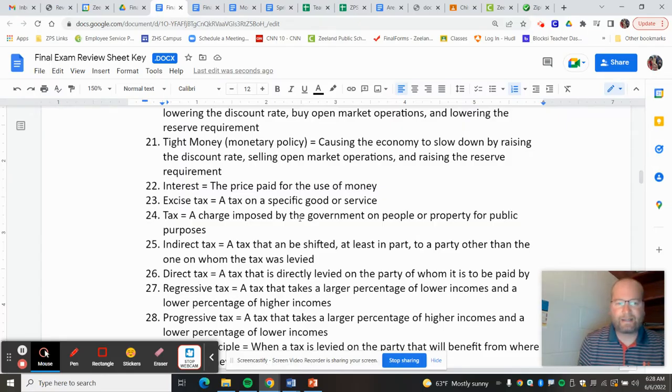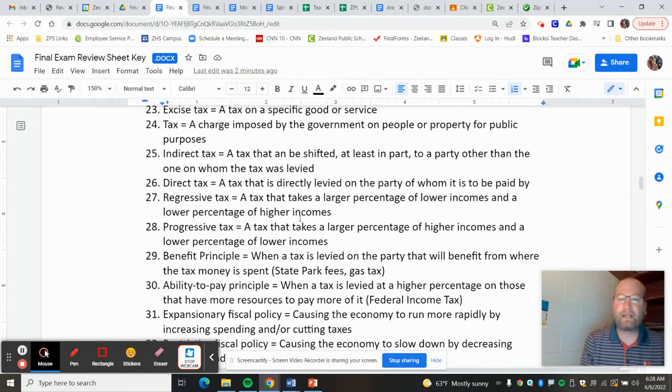25, then we have an indirect tax. That's a tax that can be shifted, at least in part, to a party other than the one on whom the tax was levied. So businesses have a 6% sales tax put on them. They get charged by the state of Michigan 6% on all their sales. Well, they could pay that themselves, or they can shift that to us, the consumer. So when we go to the store to buy things, it's: thanks for your purchase, thanks for your money, and by the way, we're going to have you pay that sales tax. So they shift that onto us. That'd be an indirect tax.